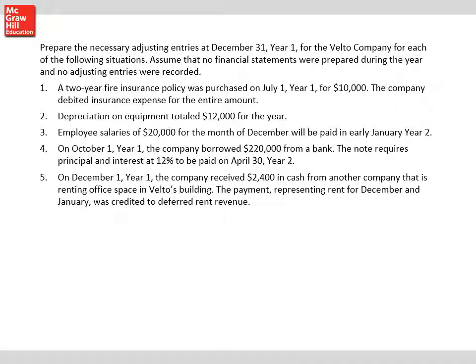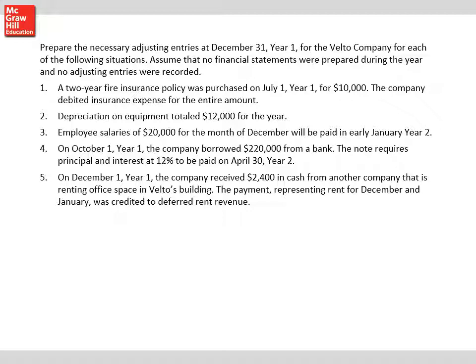So remember, on that day, the company debited insurance expense for the entire $10,000. Remember what that's saying: basically, all that $10,000 expense happened in year one. Well, if this is a 2-year insurance policy, that's 24 months.